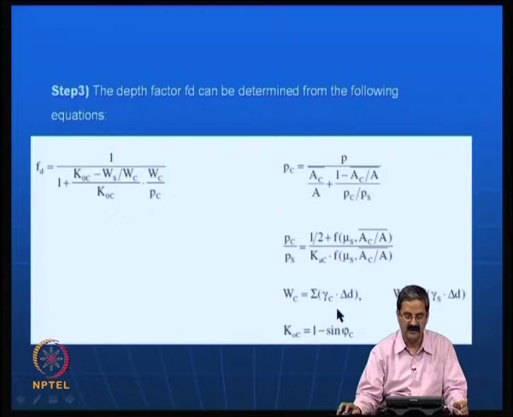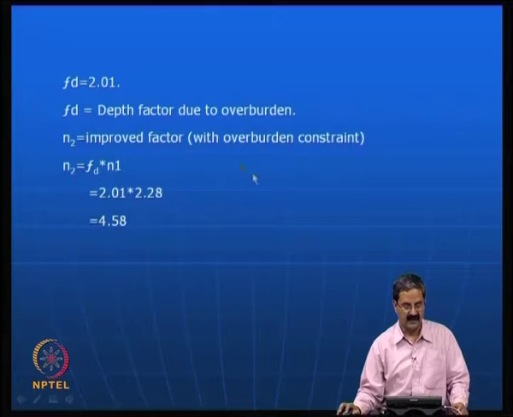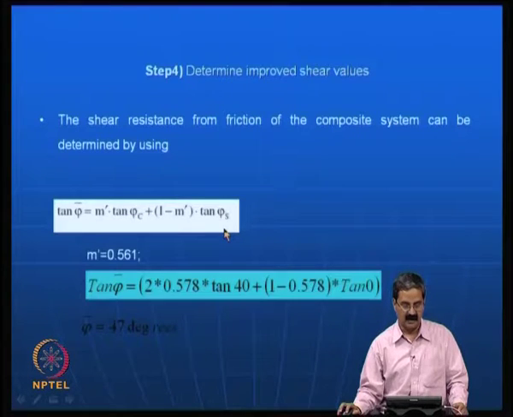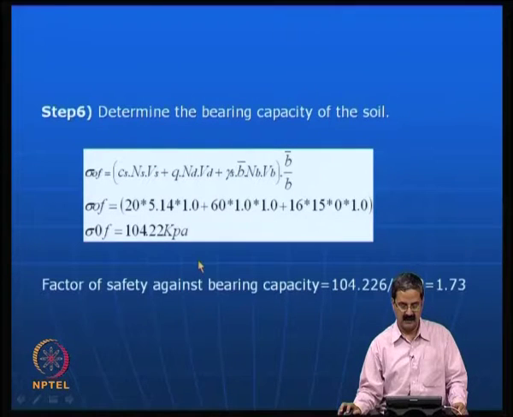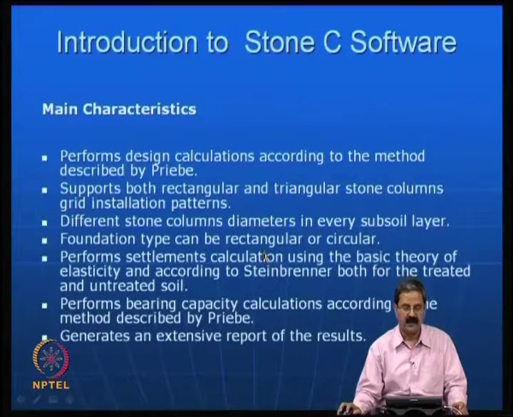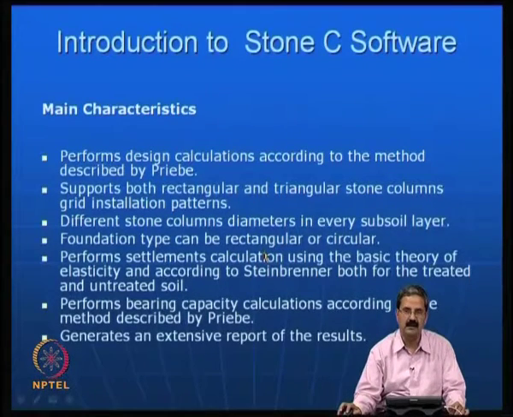So, once the depth factor is also included, one can make the final N2 correction, which means there is a good improvement in depth, bearing capacity, and one can also calculate shear strength and all the other properties, and even the factor of safety against bearing pressure. This is easily done by a simple software called StoneC. It supports rectangular and triangular stone columns, and one should buy this. That is one important thing.